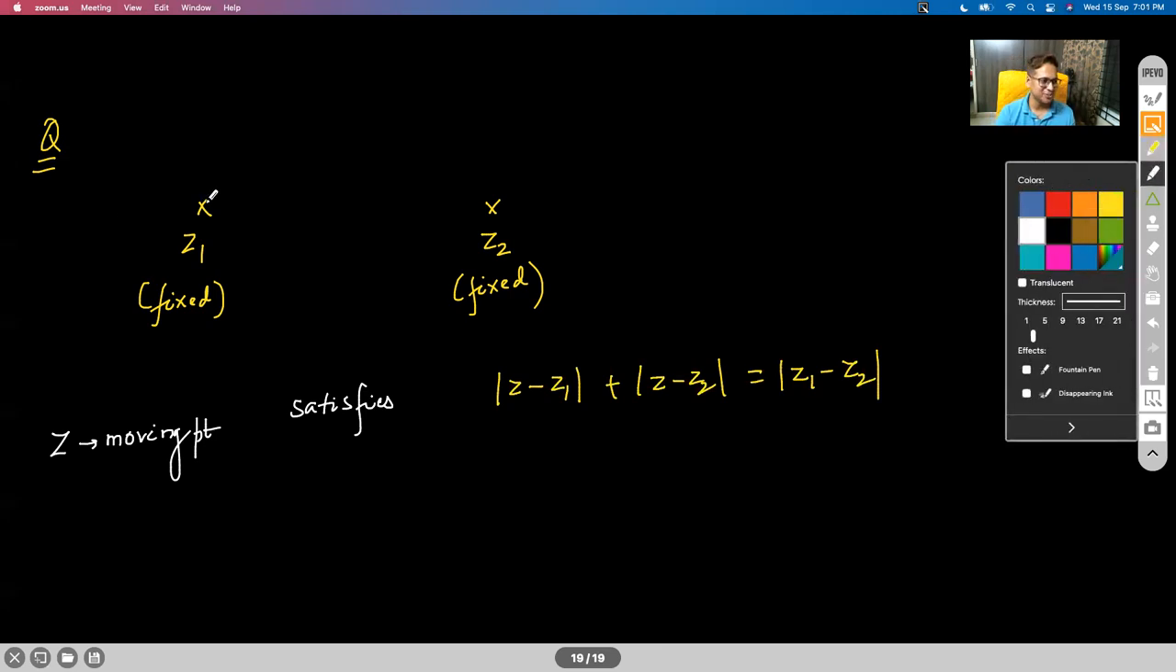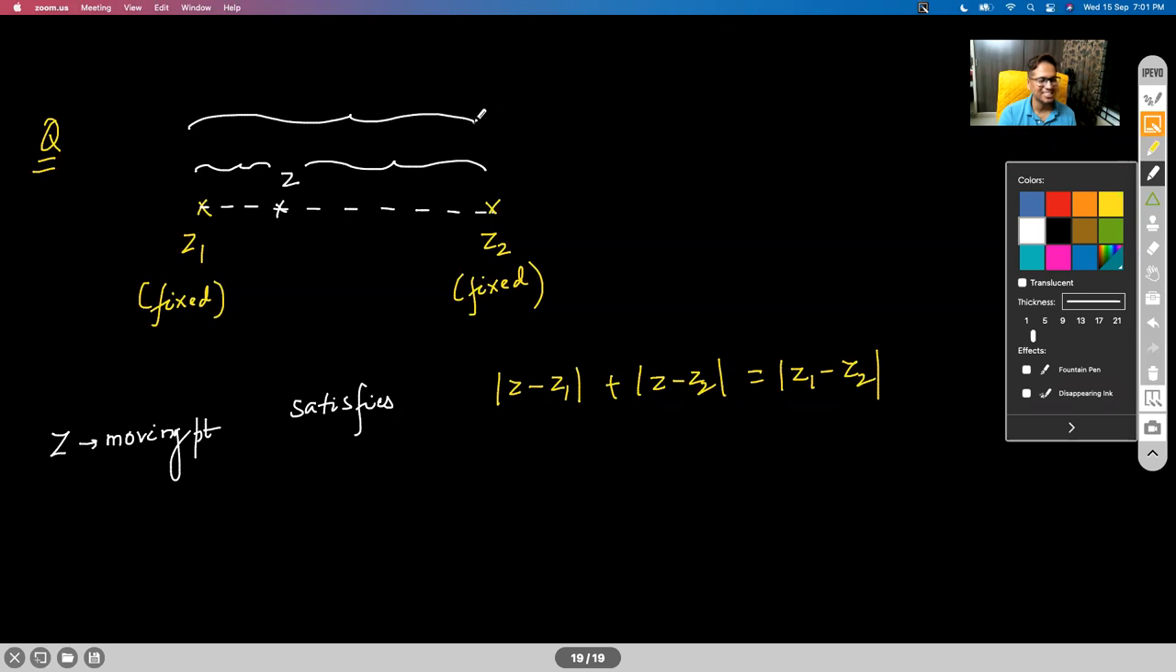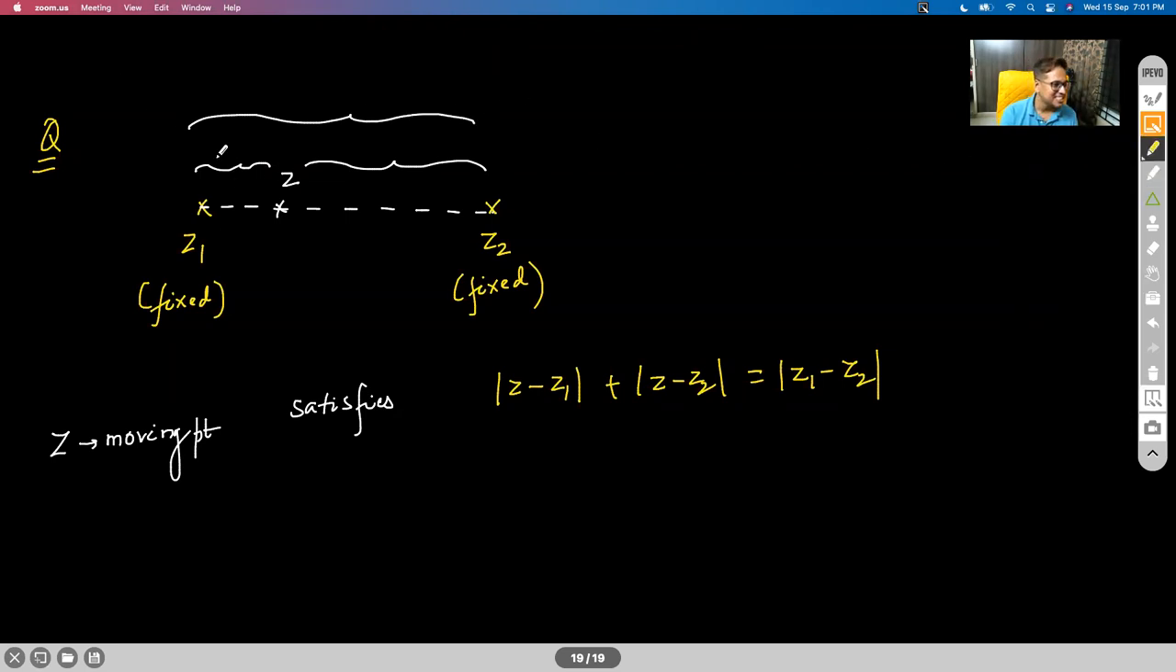See, if you take Z anywhere in between this, you take here. Do you realize that this distance plus this distance is equal to this distance? And what is this distance? This is mod Z minus Z1. What is this distance? This is mod Z minus Z2. And what is this distance? Mod Z1 minus Z2. So isn't it satisfying this locus condition? So the question setter can ask you this simple question also. He can make a diagram and say, Z is in the line segment connecting Z1, Z2, between Z1, Z2, which is the locus equation satisfied by Z. And one of the options will be this condition only.